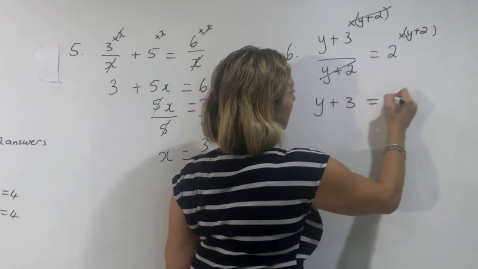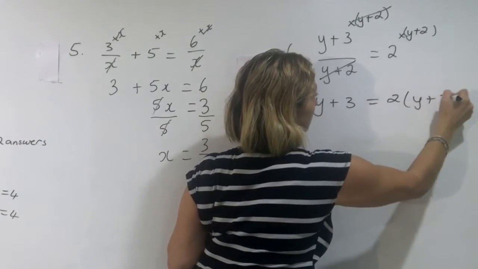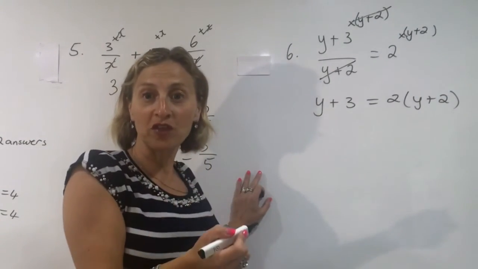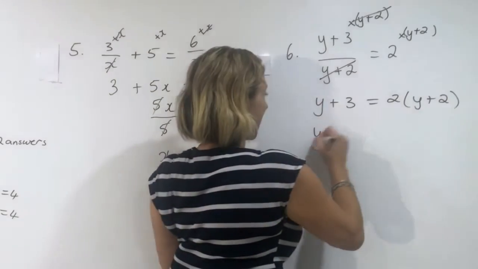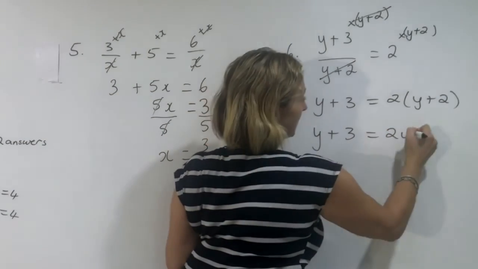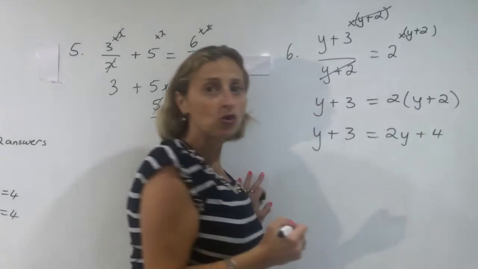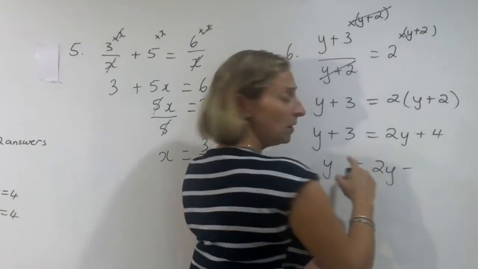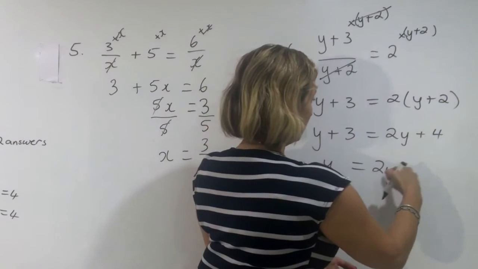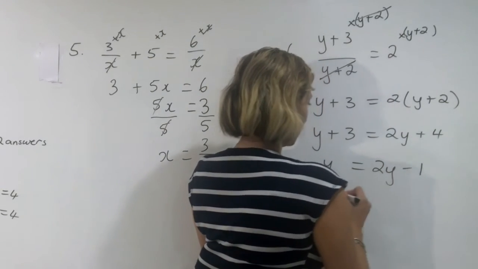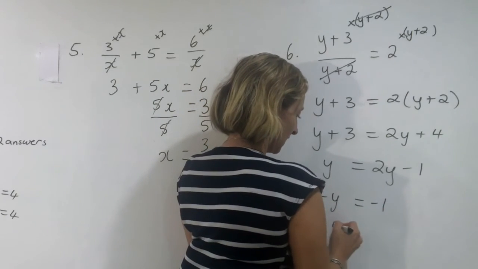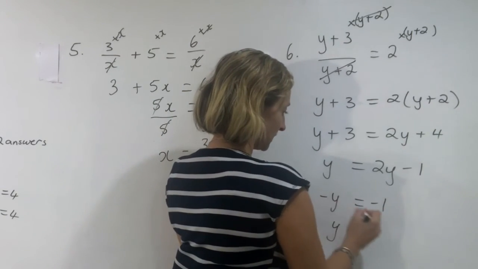Y plus 3 equals 2y plus 2. And if you have it in brackets, then, of course, now you know what to do for the next step. Expand the brackets. And once we expand the brackets, you should realise that this question is really quite simple. It's just like question 1. Move the 3 to the other side. 2y, 4 minus 3 is 1. Take the 2y to the other side. And then divide both sides by minus 1.